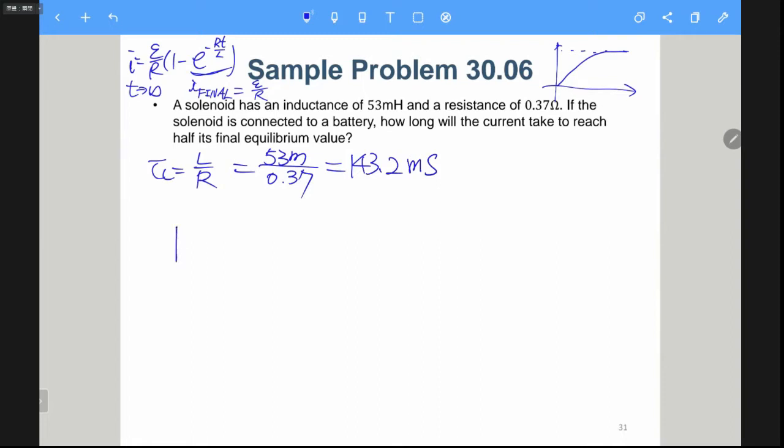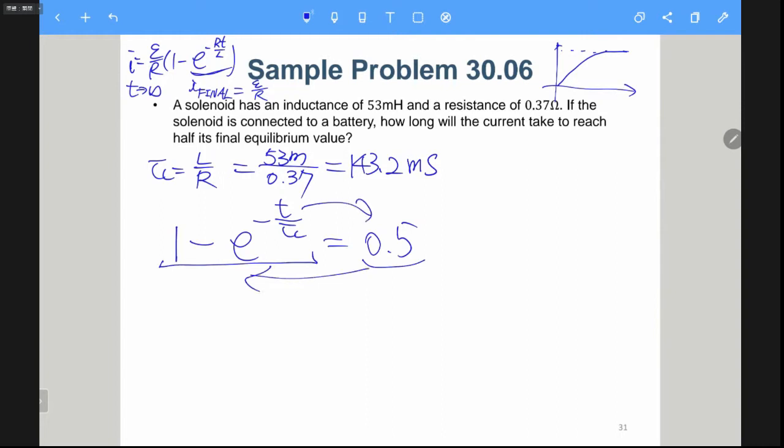So we have this term 1 minus e to the minus t over tau L that we are concerned with. We hope that it reaches half of the equilibrium value, so it should be equal to 0.5. We don't really need to care about the E over R because they will just cancel each other. So we only care about this term equaling 0.5. If we move this term over, we have e to the minus t over tau L equals 1 minus 0.5, which is 0.5.